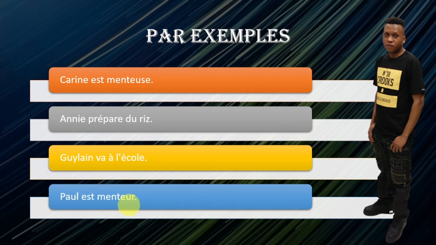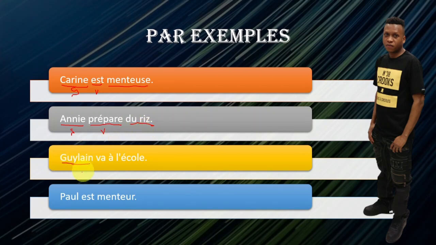So, when we look at here, Carine is a subject. Est is a verb. Menteuse, in this case, is like a complement. Okay, complément. So, same thing here. Annie is a subject. Prépare, this one is a verb. And this one at the end is a complement. Complément.